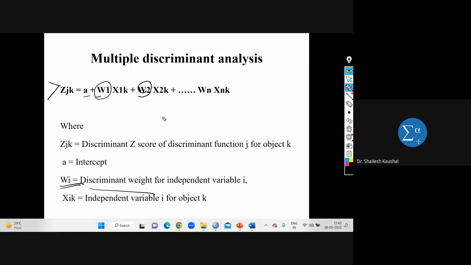In a multiple regression analysis, we have regression weights beta 1, beta 2, beta 3, and the standardized regression weight varies from -1 to +1. Okay. Now here the W1 is the same as the regression weight, but here the term we use is discriminant weight of the independent variable. Okay. And a is the intercept and X are the independent variables. X1 means one independent variable, X2 two independent variables, and so on.